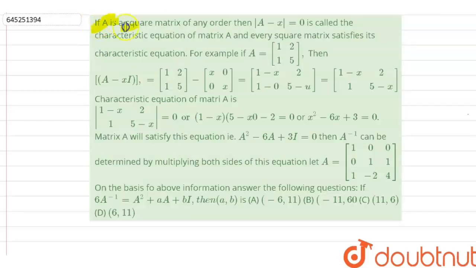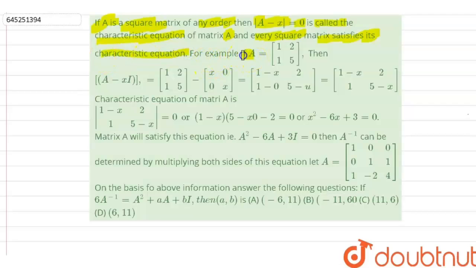If A is a square matrix of any order, then the determinant of A minus XI equals 0 is called the characteristic equation of a matrix A, and every square matrix satisfies its characteristic equation.